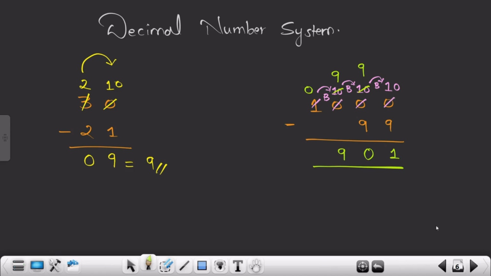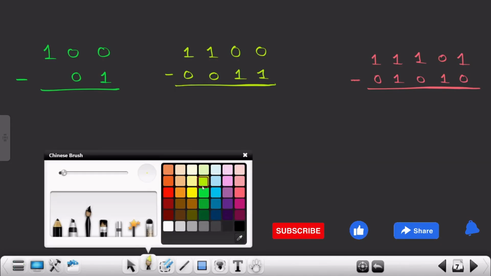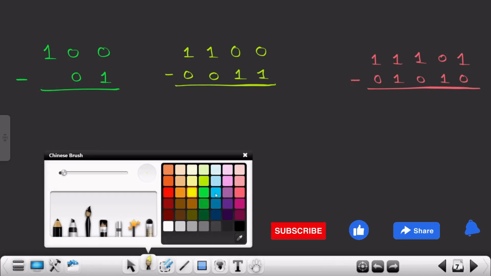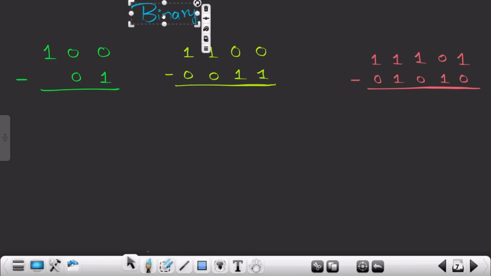Great. Now we will move to the binary number system, and over there as well the concept will remain the same. We'll see that part. Let me go there. Alright. So we will start with the very first numerical, that is 100 minus 01. Let me write over here. We are dealing with the binary number system. Let me move it a little above. Binary number system. Okay.